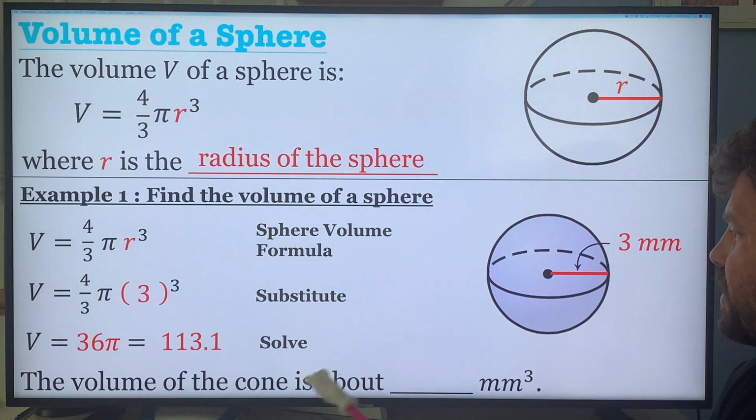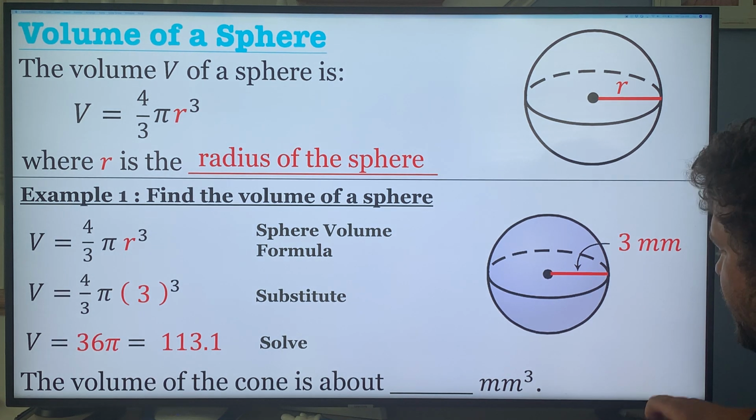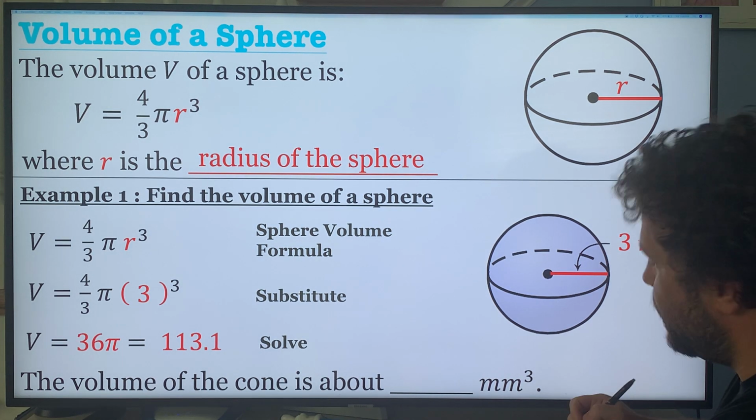So the volume of the, whoa, why does that say cone? The volume of the sphere, what number is this? Number 1 I got to fix already.